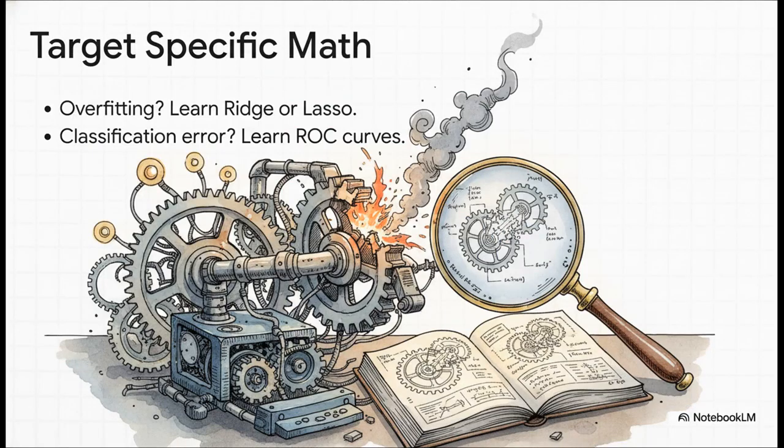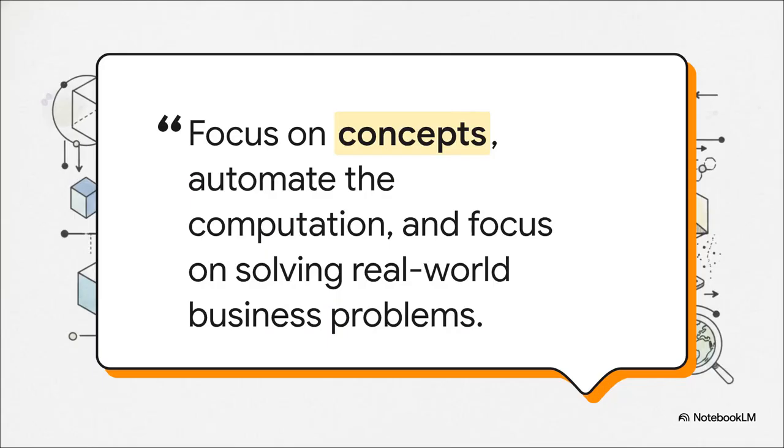So, for example, is your model overfitting? Perfect. Now is the exact right time to go look up the math behind regularization techniques like ridge or lasso. Or are you seeing a classification error? Well, that's your cue to dive into the mechanics of confusion matrices and ROC curves. Targeting specific failures like this will literally save you hundreds of hours of total frustration. And more importantly, understanding the math in the actual context of the code makes you a highly practical, incredibly attractive candidate for hiring managers.